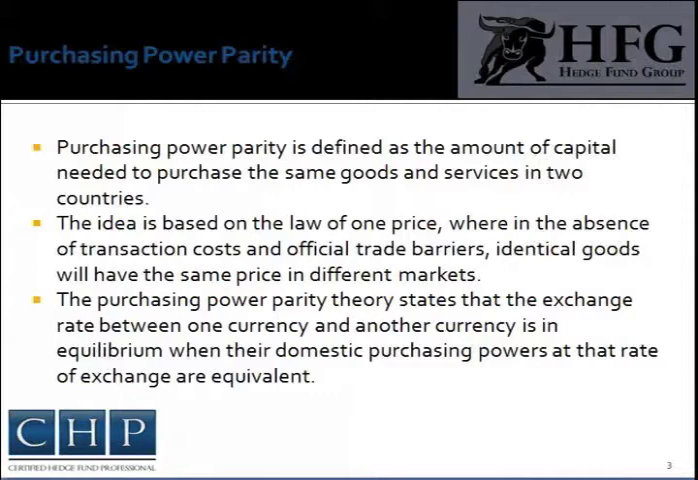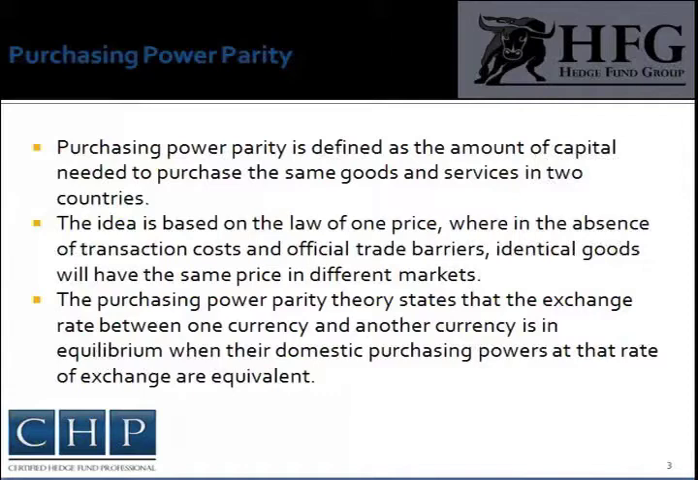The idea is based on the law of one price, where in the absence of transaction costs or transportation costs or official trade barriers, identical goods will have the same price in different markets when prices are expressed in the same currency. So, in theory, $1 worth of US dollars and what it can buy is equivalent to $1 worth of yen and what it can buy at the same time.